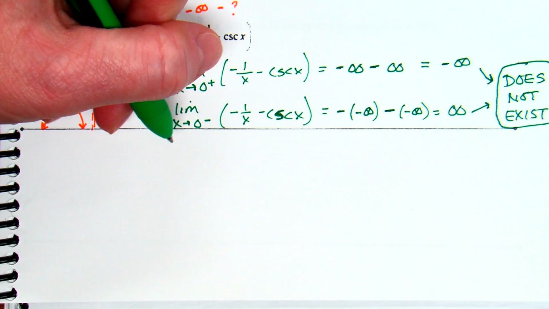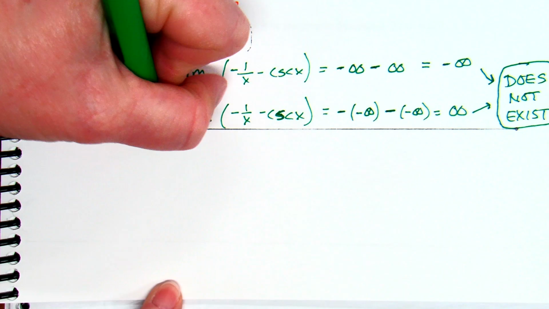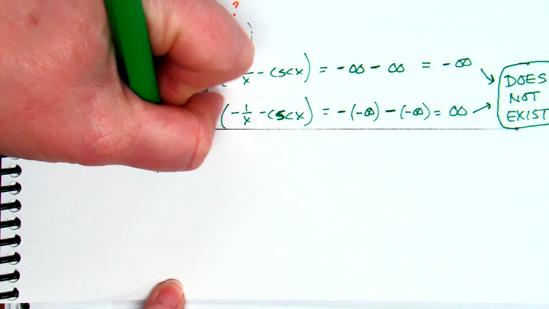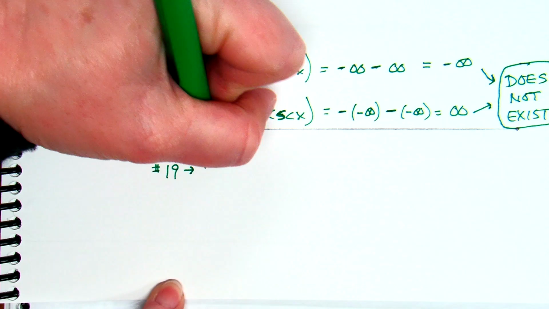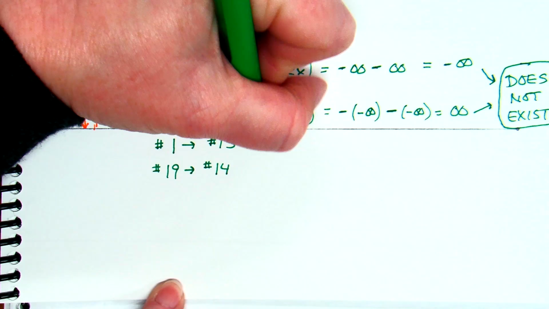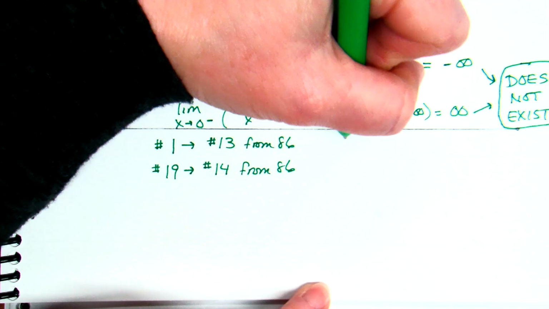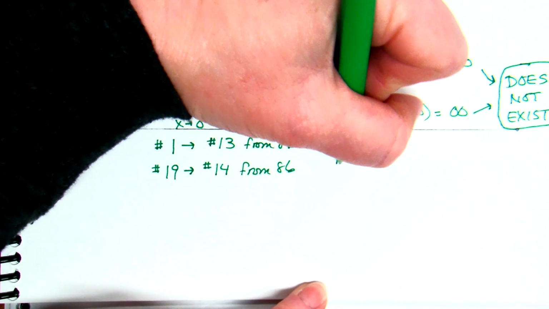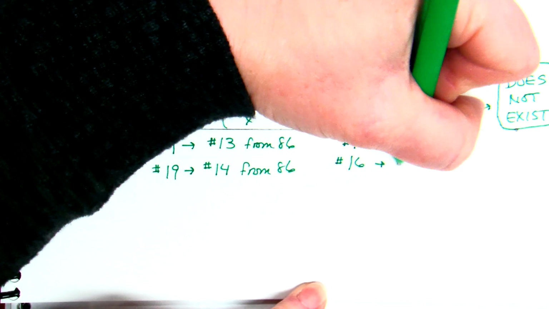I have two problems that change from 286s and 287s. So number 1 and number 19 are going to become numbers 13 and 14 from 86. And then we have 15 and 16 that are going to become numbers 3 and 4 from 87.